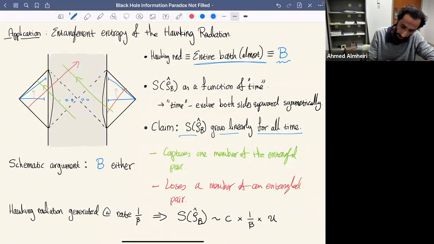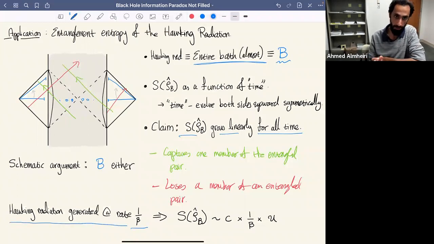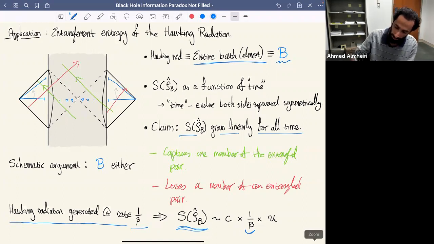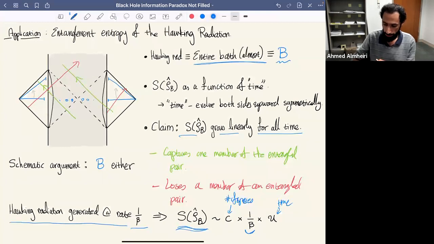Now the claim is that this process, or this Hawking radiation, is generated at a rate given by the temperature. That's what the temperature means. Therefore, since the temperature is constant, you expect that the entropy of B due to these processes would be proportional to the temperature. So that's 1/β times the central charge, which is the number of species, times the time. And so the entropy should continue to increase linearly for all time.